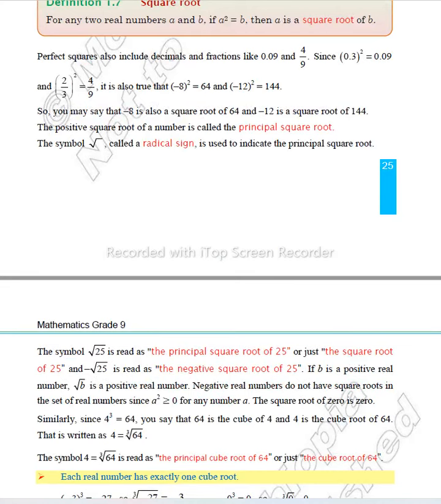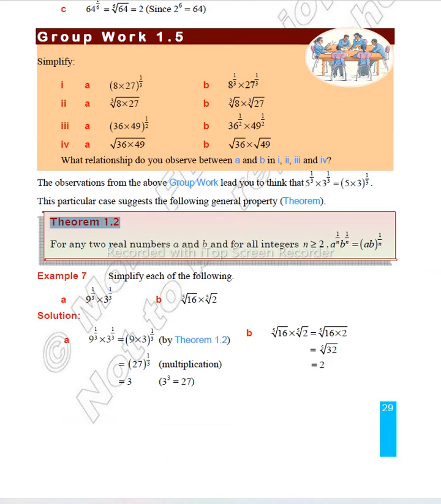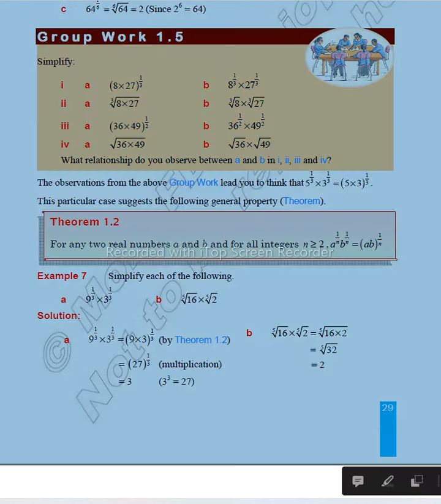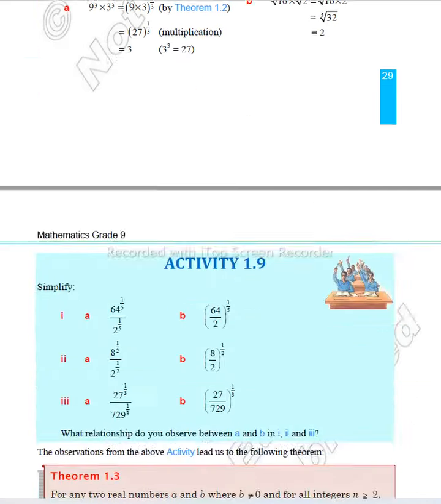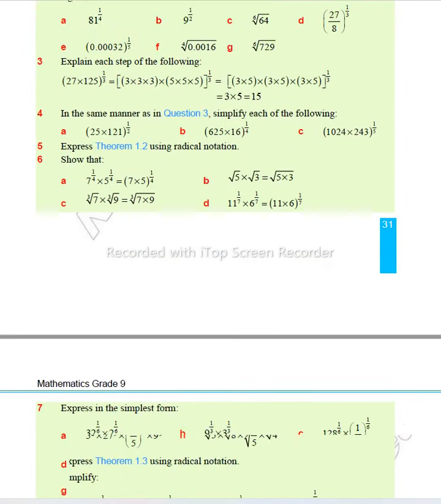Here we have a theorem like that: for any two real numbers a and b, for all integers n greater than or equal to 2, a to the power of 1 over n times b to the power of 1 over n. We can take this 1 over n from both, since they have a common exponent, by taking a and b in the bracket, we can take the common 1 over n. So by using this theorem, we can do question number 6.